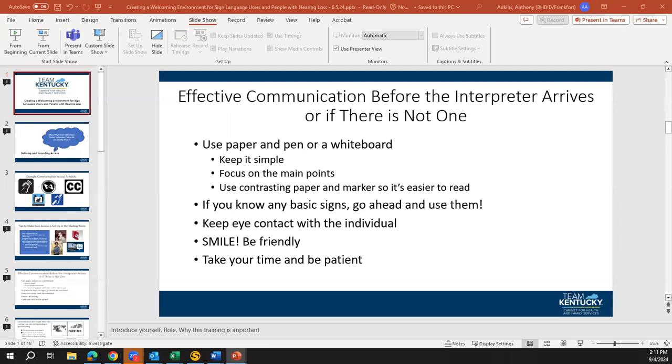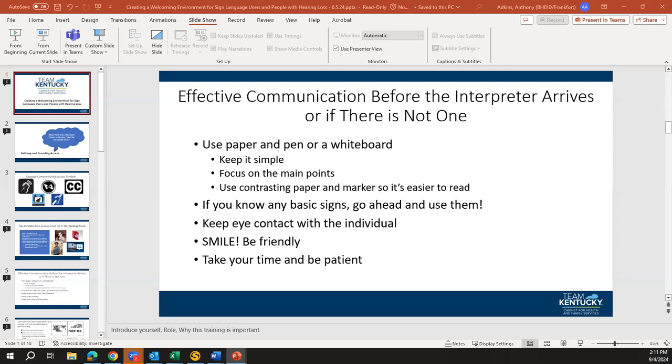So if you know a basic sign, like hello, how are you, at your front desk, try and use it. Deaf people love it when you at least show an effort to use their language and communicate directly with you. And then over time, you'll be improving your own sign language ability because you're using it. And then they'll teach you more.